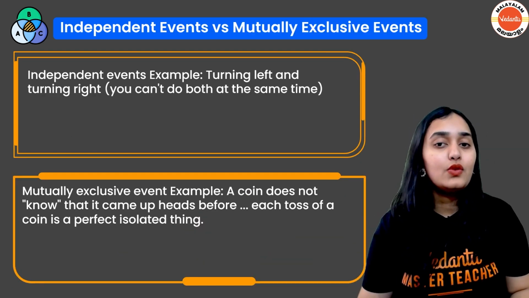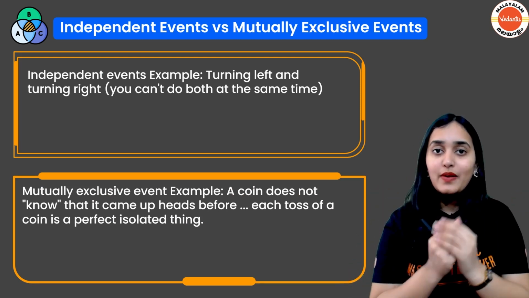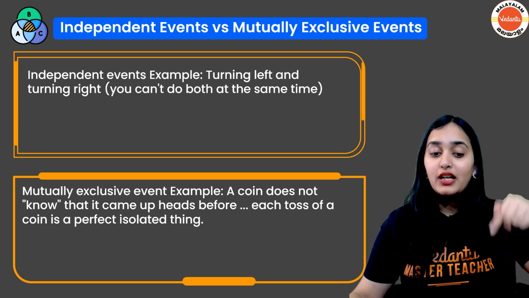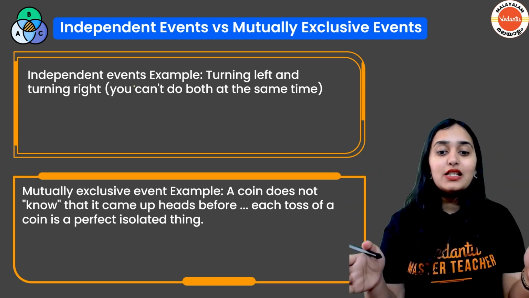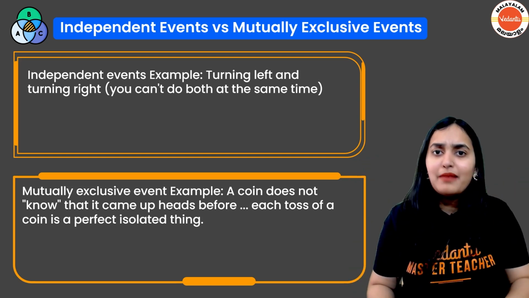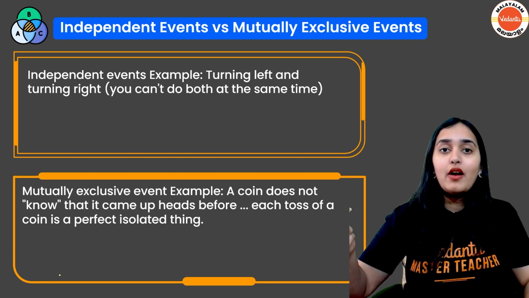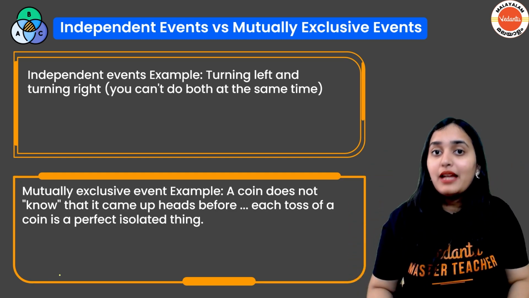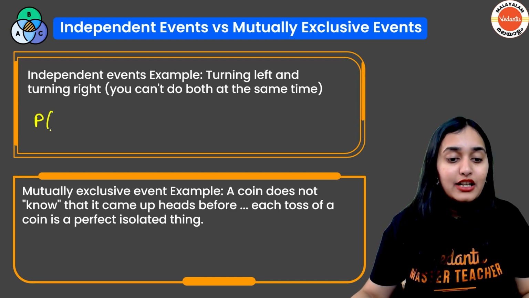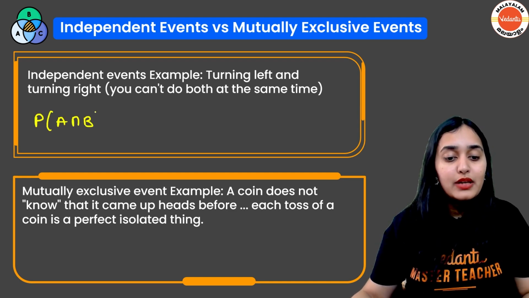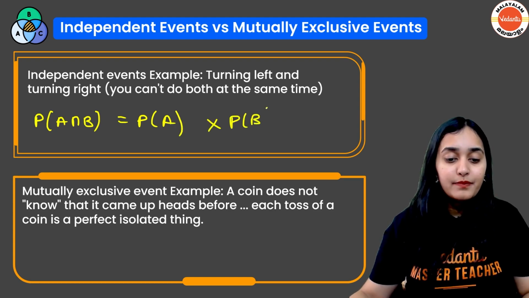Okay, let's do some questions based on this. Before that, let's discuss once again what independent events and mutually exclusive events are. Independent events are two events which happen at the same time but do not depend on each other, like rolling a dice and tossing a coin. Here, probability of A intersection B is probability of A times probability of B.